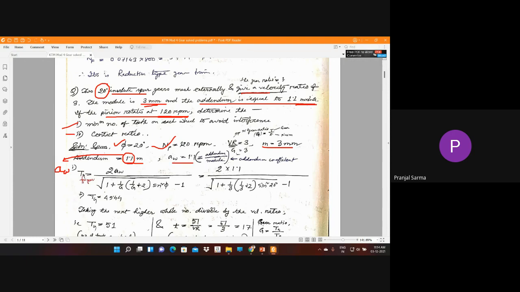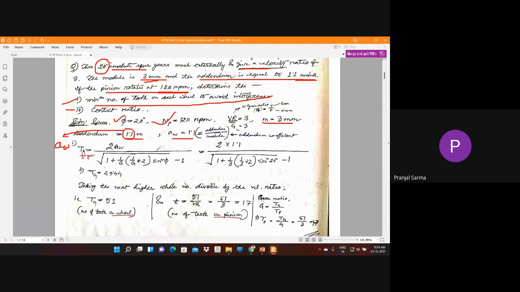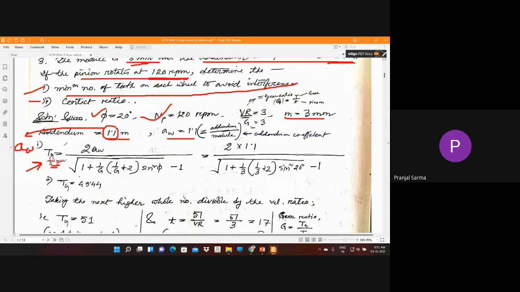Now we need to find the minimum number of teeth for each wheel to avoid interference. As we know, in the case of an involute gear system, there is a requirement of a minimum number of teeth on the gear wheel so as to avoid interference. For that, we already have the expression, so directly we can utilize this. First we'll find it for the gear, and then from that value we can find it for the pinion. So TG is for the gear we are talking about. The minimum number required to avoid interference, this expression is already a known expression.